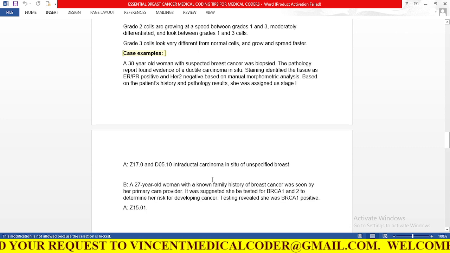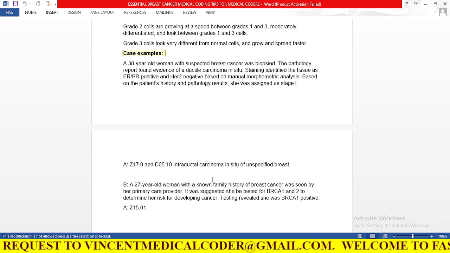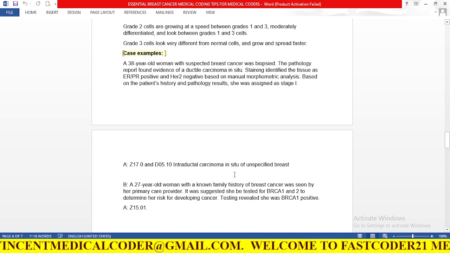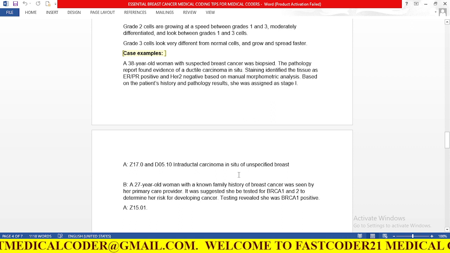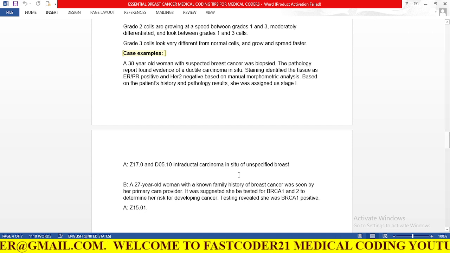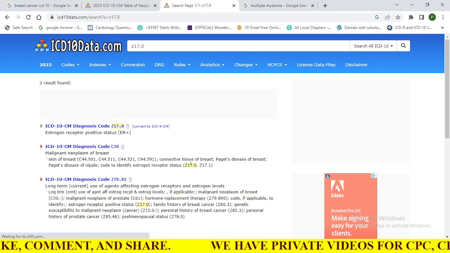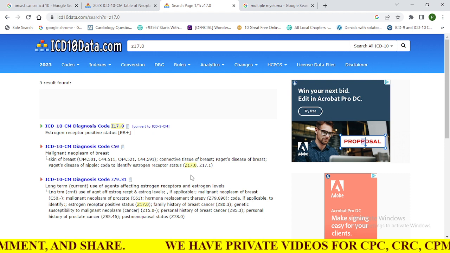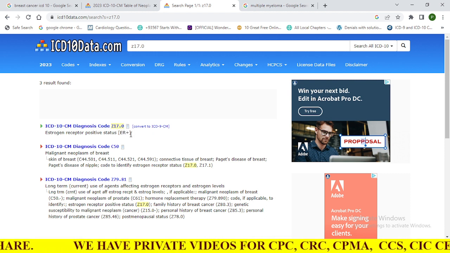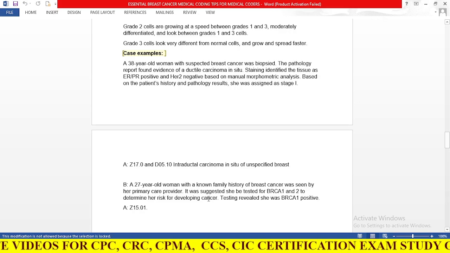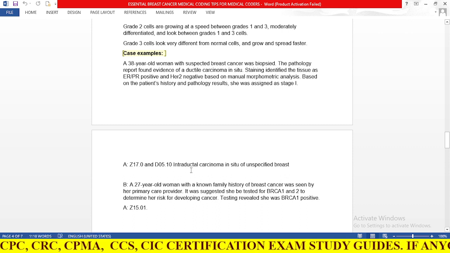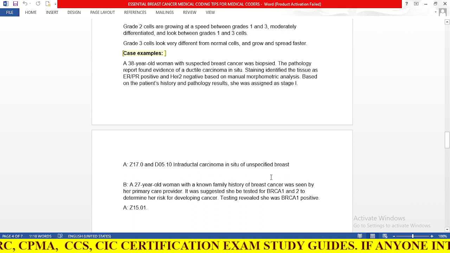So how do we code this? We need to code Z17.0 and D05.10, intraductal carcinoma in situ of unspecified breast. So we will see what Z17.0 is. Based on the documentation, the patient has estrogen receptor positive status, so we have coded Z17.0 here. And also we need to code D05.10 for intraductal carcinoma in situ of unspecified breast.